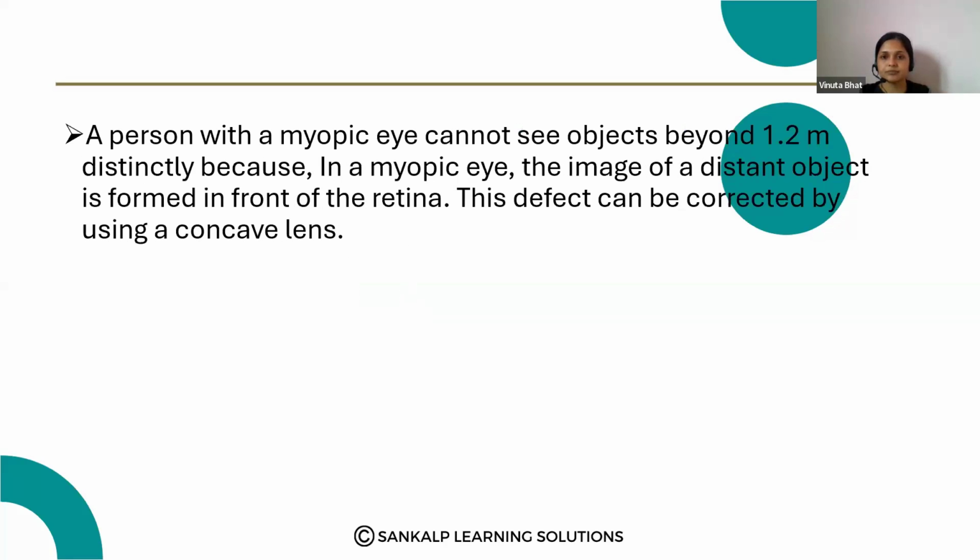Next question. Yes, so this is the answer for the last question. The person with myopic eye cannot see objects beyond 1.2 meter distinctly because in a myopic eye, the image of a distant object is formed in front of the retina. And this defect can be corrected by using the concave lens. So here, this is the concave lens.